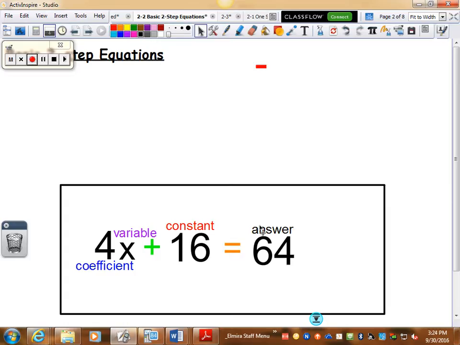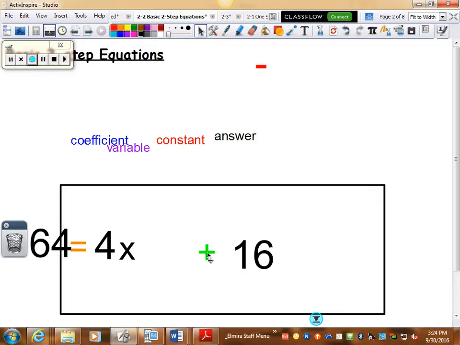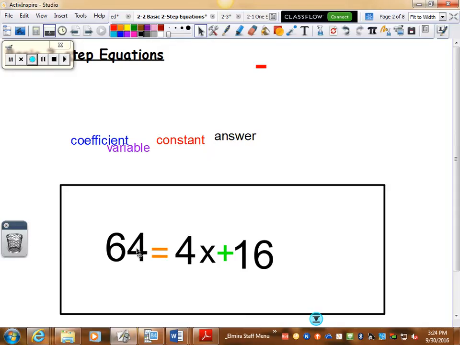Okay, so I can rearrange this. I can put these things in a lot of different orders and still have a 2-step equation. For example, I could put the equals 64 out in front. Move these things over. I could do that. These two things could switch places. I could put the 16 over here and the 4x over here, and somehow my plus sign disappeared.